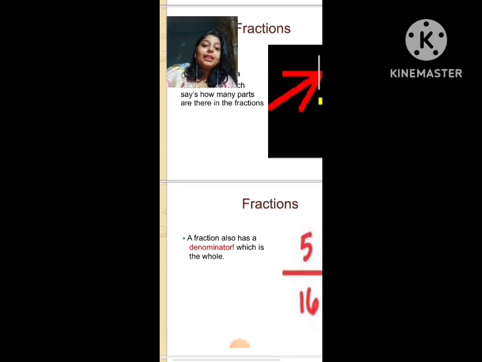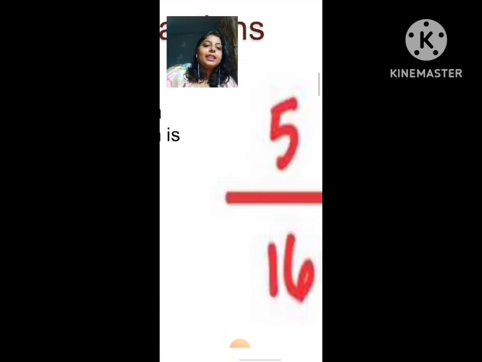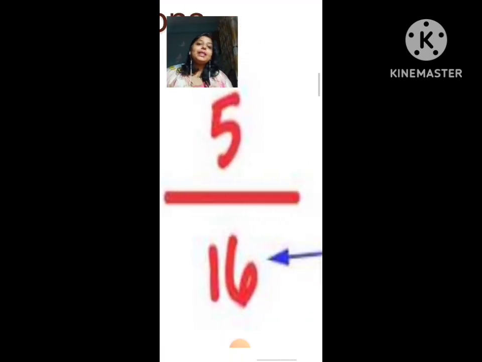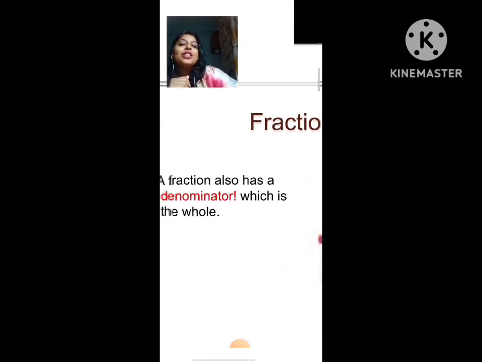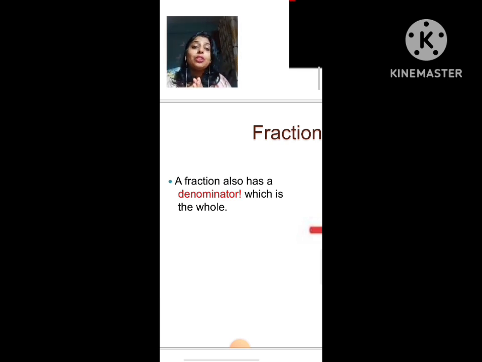Similarly, in 5 by 16, tell me what is the numerator? 5. Yes, you are correct, 5. Why? Because 5 is the upper part. Very good, very nice. Now the lower part is the denominator. What is the denominator here? 16. Very good. So a fraction also has a denominator, which is the whole.